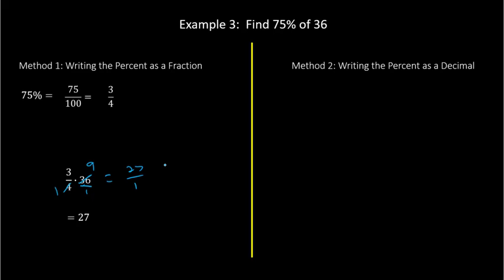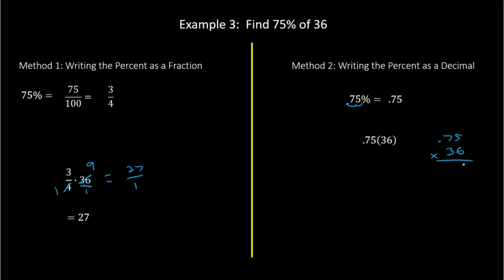Method 2 will actually be more difficult, where you can convert the percent to a decimal by moving the decimal point 2 places to the left. That gives you 0.75. So to find 75% of 36, we do 75% times 36, and now we have 0.75 times 36. So this one's more difficult because we have larger numbers to multiply. So sometimes the fraction method will be simpler, sometimes converting to a decimal will be simpler. So this one will be a little more tedious.